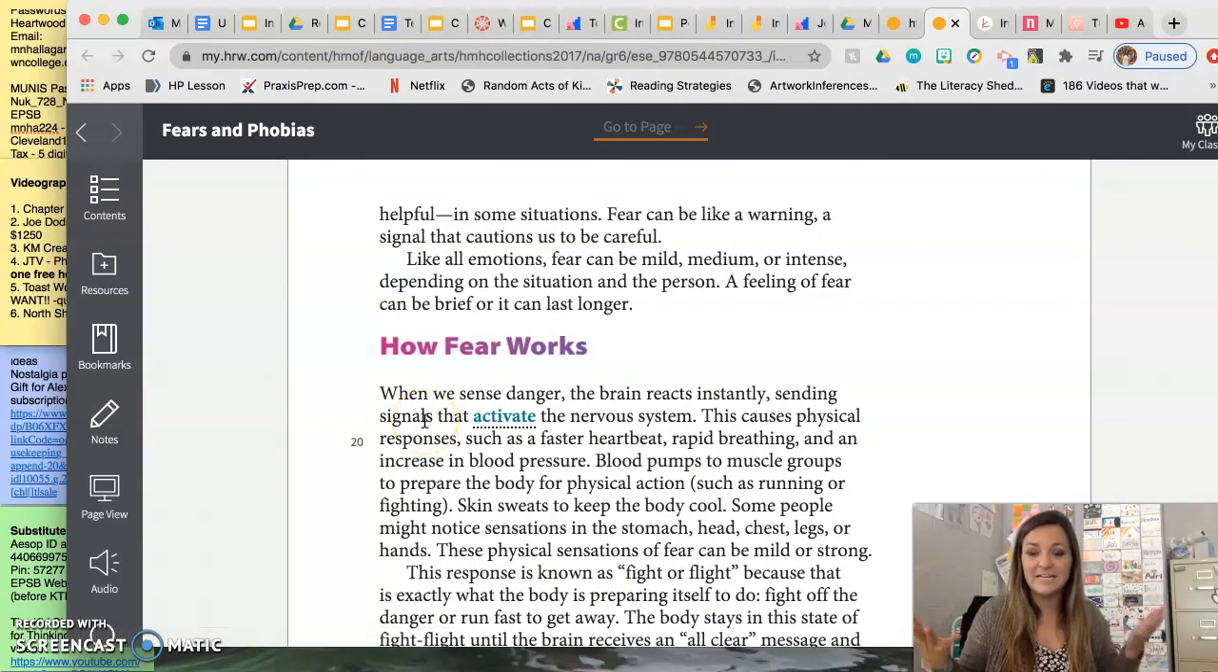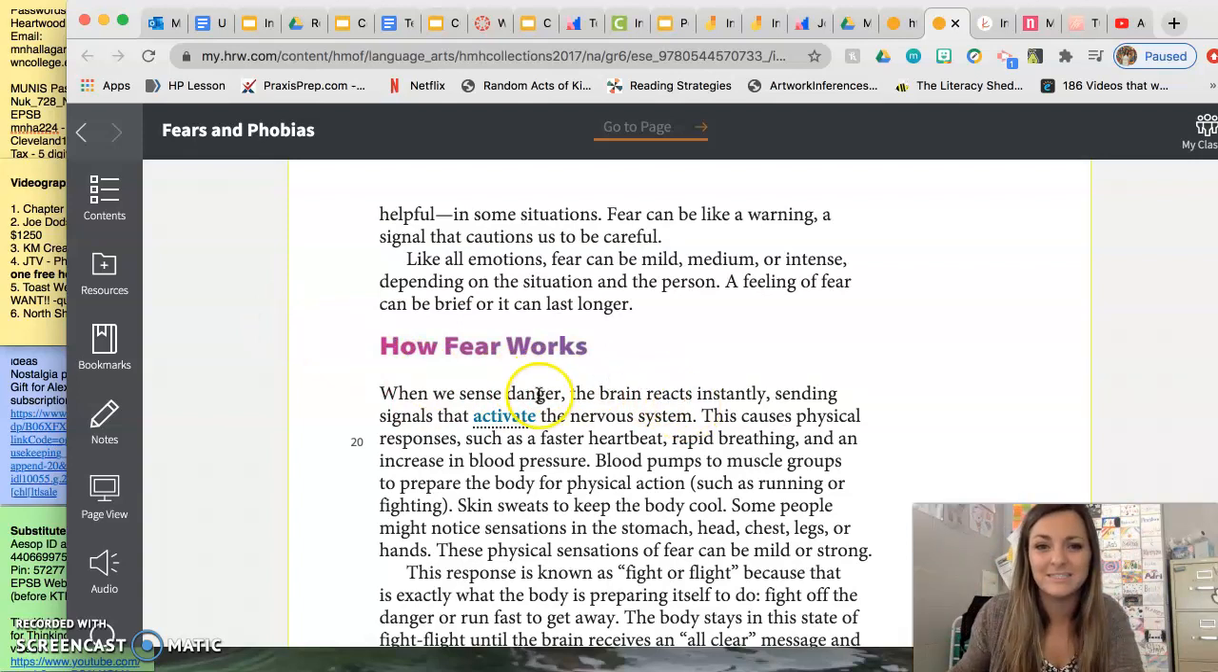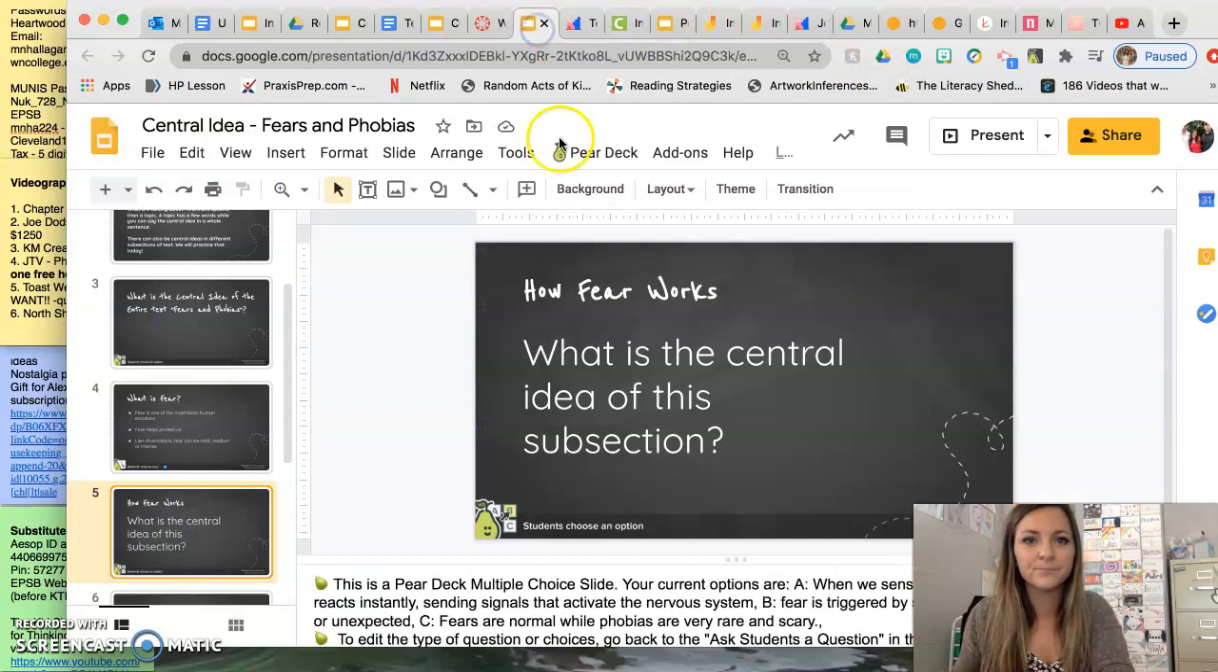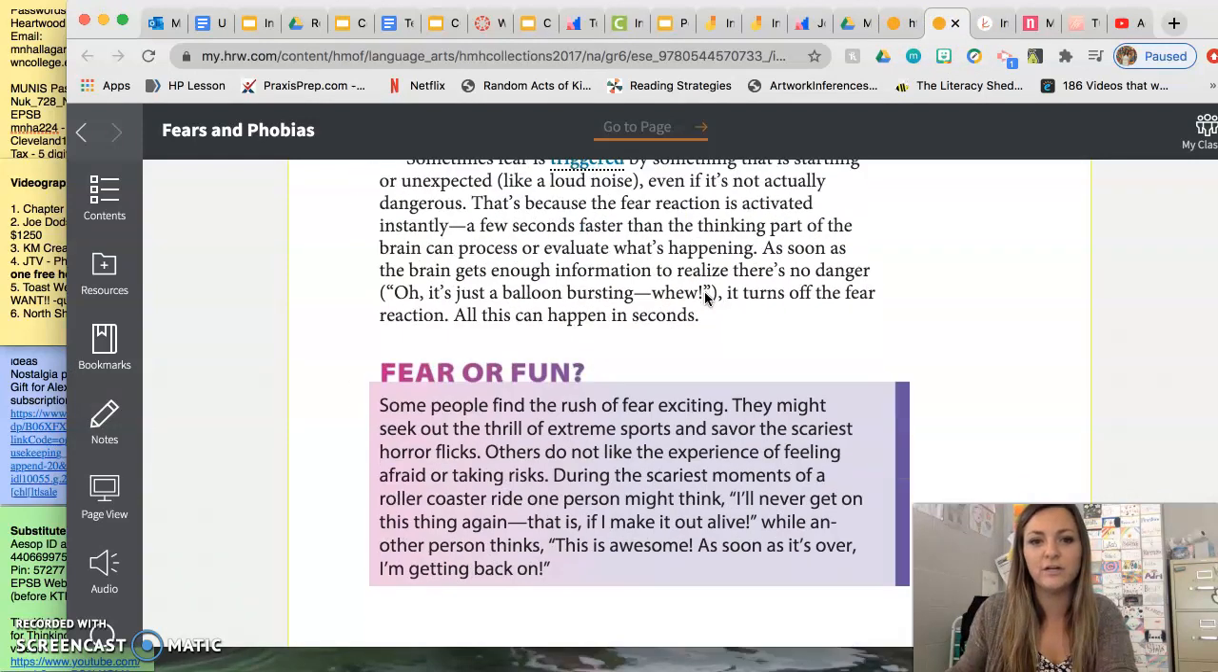So when we sense danger, the brain reacts instantly, sending signals that activate the nervous system. So that causes faster heartbeat, all those details. But we know that that first sentence answers how fear works. We then can look at what the subsection fear or fun is for. And so if we scroll down a little bit more, we see this, and this is called a sidebar.